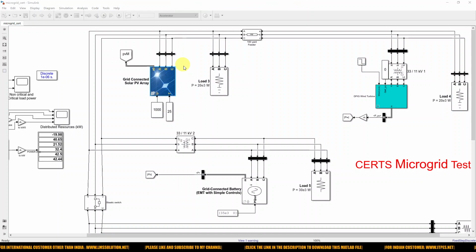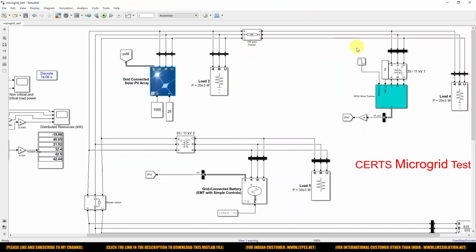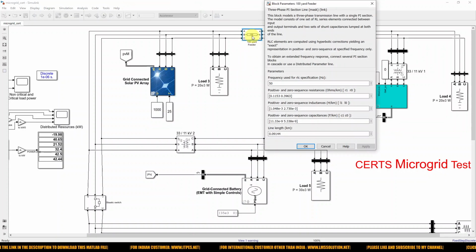Okay, and it has a local load also. The local load is taken as 20 kilowatts. The distance between this source and this source is around 100 yard of feeder. Okay, so the distance of the feeder is 100 yard, right? You have to mention this line length.